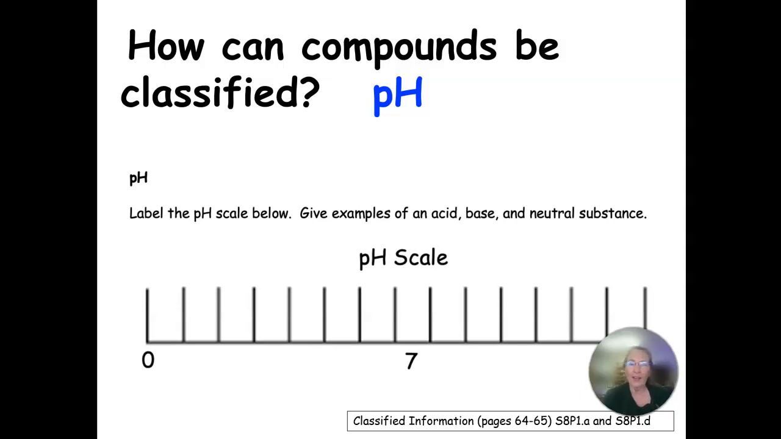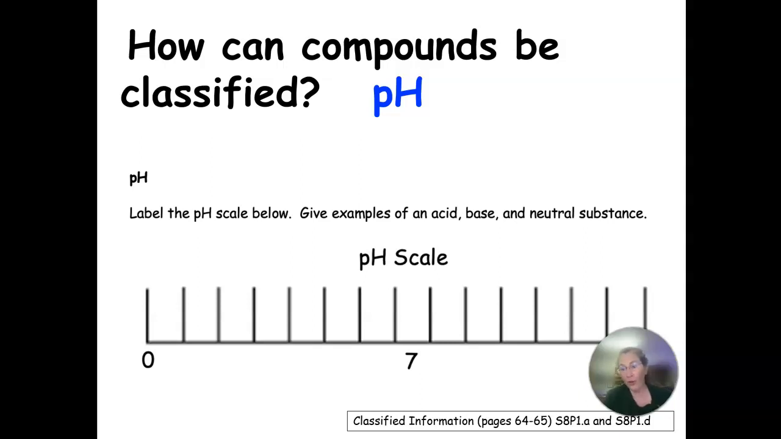As you go to the left, things become more acidic. So something with a pH of 2 is more acidic than something with a pH of 6. So 2 would have more hydrogen ions than the pH of 6. The pH of 6 would have more hydroxide ions than the pH of 2. Same thing is true for the other side of the pH scale.